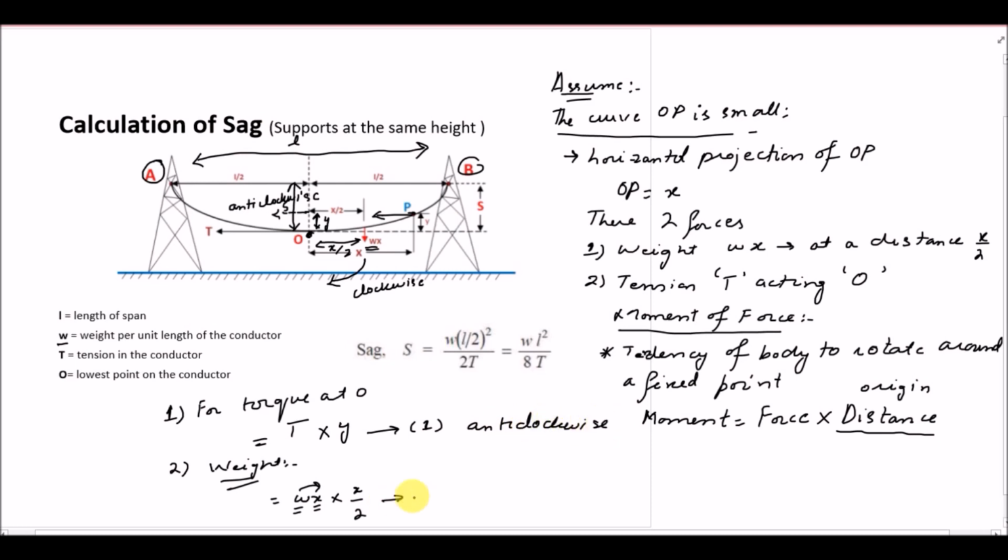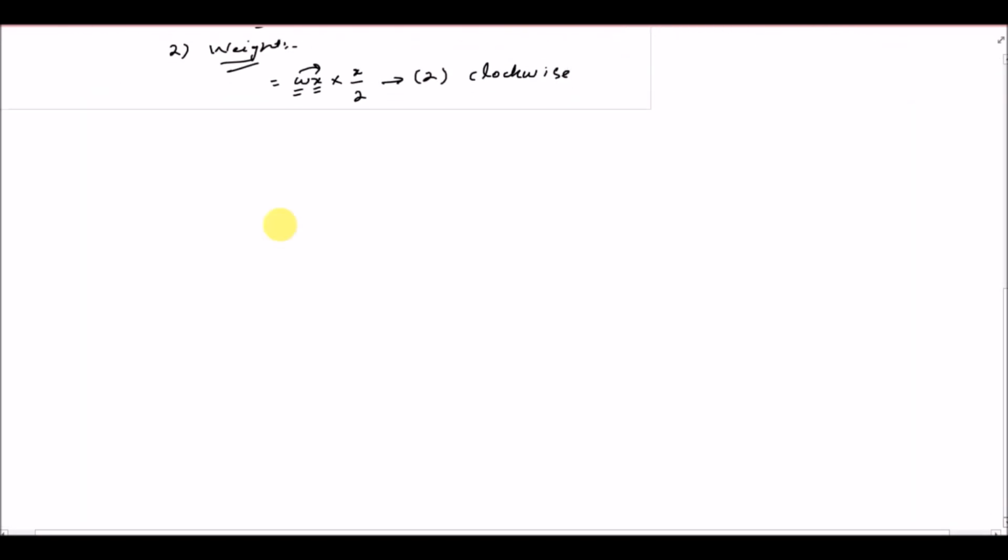So we have two forces, one that is acting anti-clockwise and the second one, the weight, which is acting clockwise. Now if we want the system to be in equilibrium, these two forces should be equal. So we have Ty is equal to Wx into x by 2, right? After solving, it will become Ty is equal to omega x square over 2.